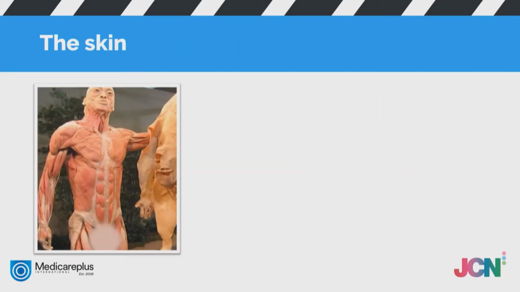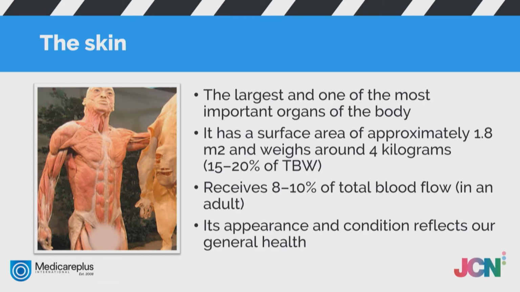So firstly, the skin. As the picture shows, where would we be without our skin? It's important to think that the skin and its appendages are also known as the integumentary system. It's a complex system and it's also the largest and one of the most important organs of the body. It has a surface area of approximately 1.8 metres squared and it weighs around 4 kilograms, up to 20% of our total body weight. The skin receives 8 to 10% of total blood flow in an adult, and the skin's appearance and condition will always reflect our general health.